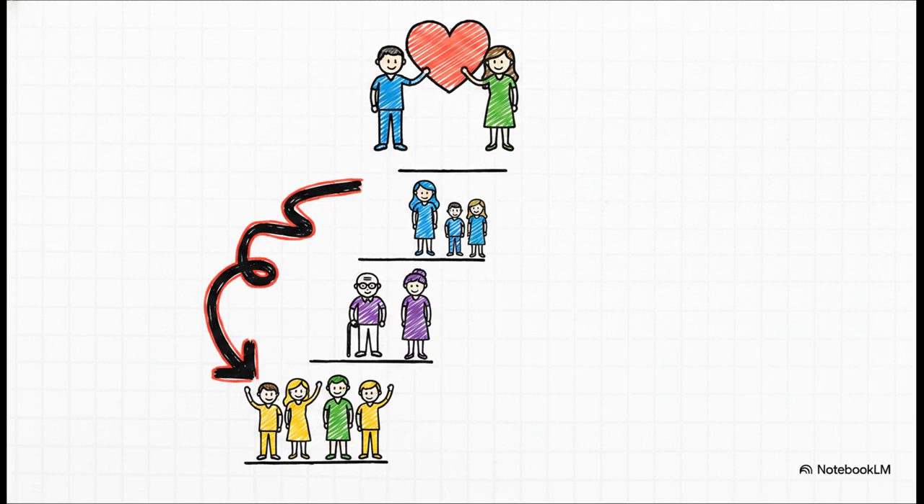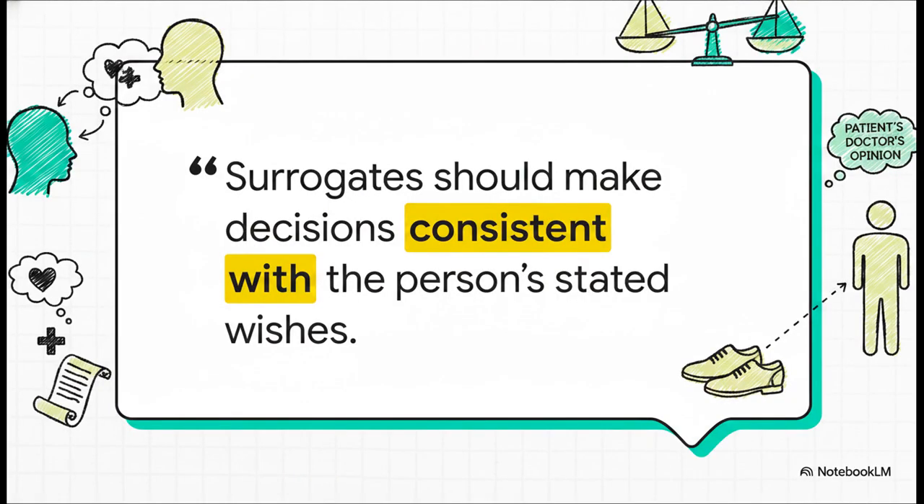I know, it sounds like a terrible snack, but it is a fantastic legal framework. First, the medical team looks to the spouse. If there's no spouse, they move down to the adult children. Next are the parents, then the siblings, and finally, close friends. The medical team has to follow this hierarchy exactly to find the legally authorized surrogate decision maker. But here's the absolute most important part. Exactly how does that surrogate make the decision?